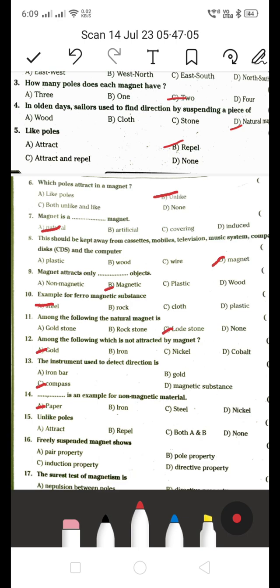Next, unlike poles: A attract, B repel, C both A and B, or D none? Which is the right answer? Actually, unlike poles always attract. A is the right answer.